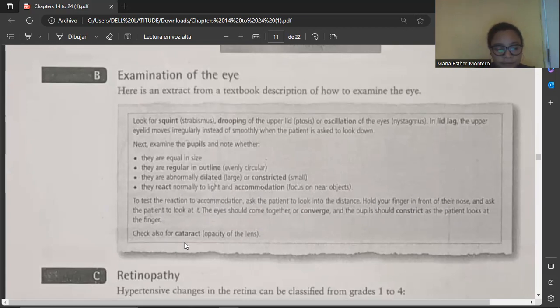Check also for cataract, opacity of the lens.